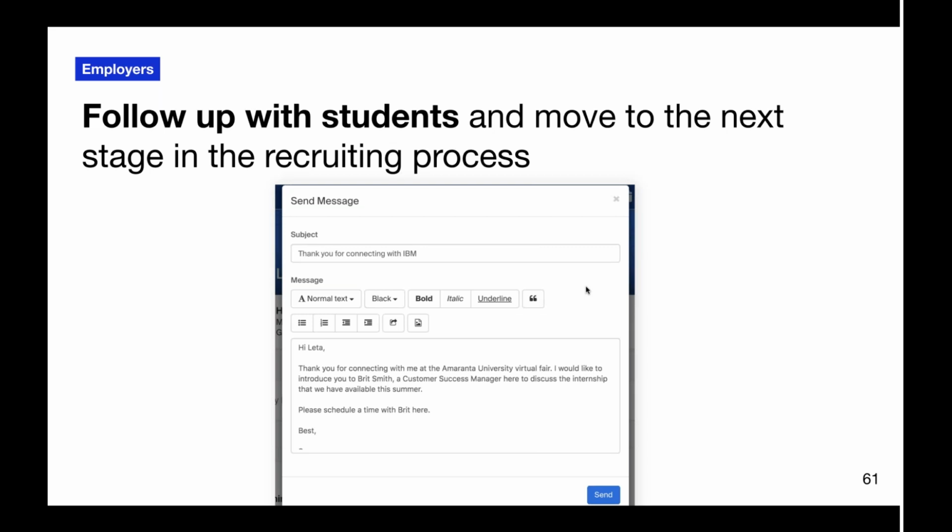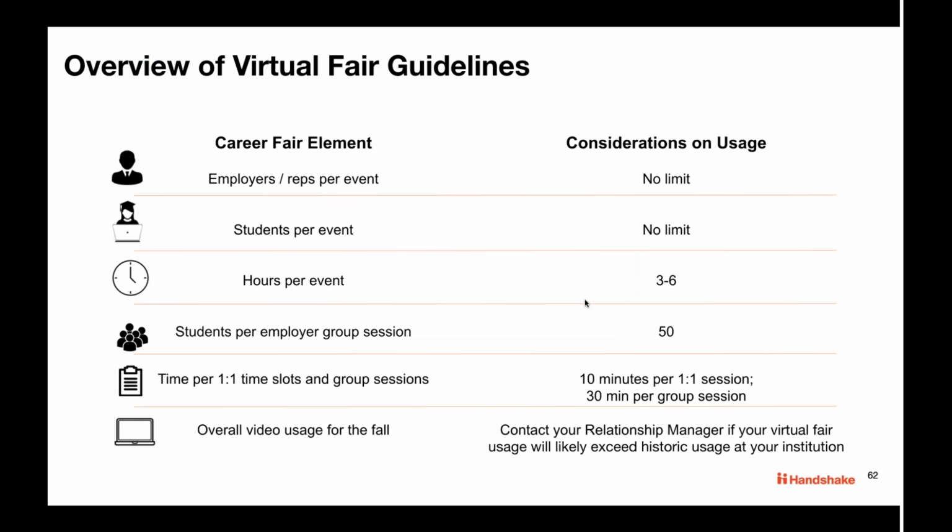And we'll go through a couple of recaps now just to make sure that we review some of the most important pieces. So some of our virtual fair guidelines: employers and reps per event. There's no limit on the number of employers that can register for your virtual fairs. There will be 15 reps per schedule that they create. Students per event, there will be no limit. Obviously, students can only sign up for as many one-on-one and group sessions that fit into the time of your virtual fair, but no limit on total number of attendees. Hours per event, we will be limited to 6, and we recommend 3.